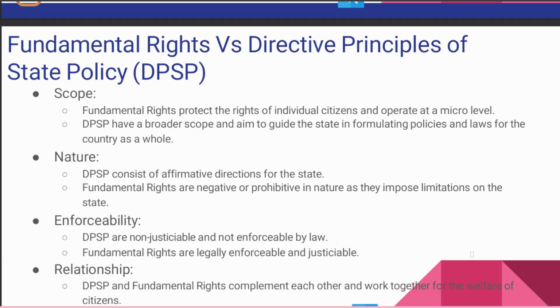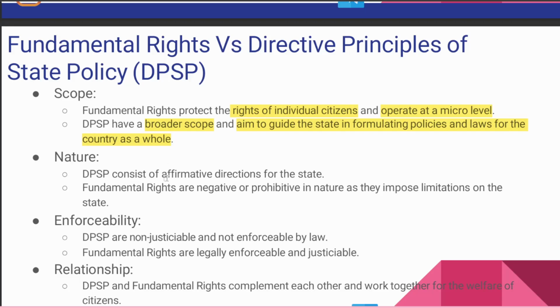Now coming to fundamental rights and the difference between fundamental rights and DPSP. Fundamental rights protect the interest of the individual citizen and operate on a micro level. In micro level we see it from an individual perspective or a small perspective, whereas DPSP has a broader scope as it talks about a large group of people. It talks about the whole of India, the whole state. It aims to guide the state in formulating policies and laws for the whole country. Here we are talking only about an individual, a person, whereas in DPSP we are talking about the whole country.